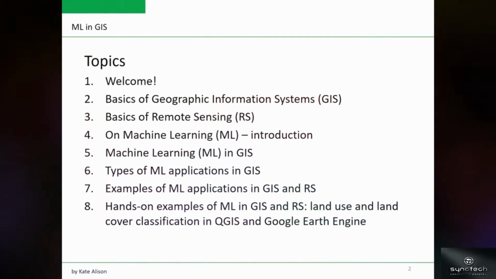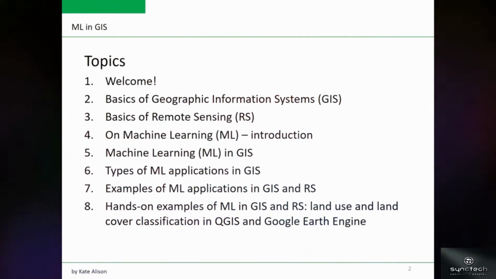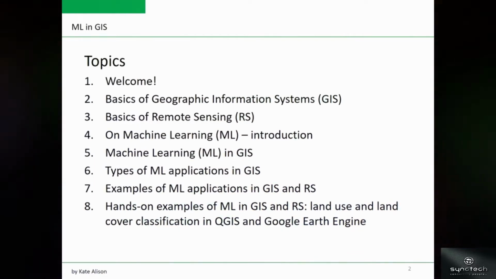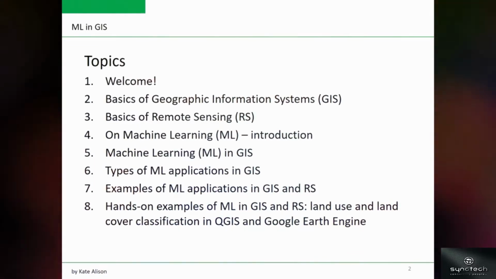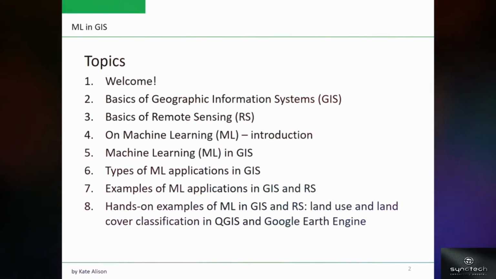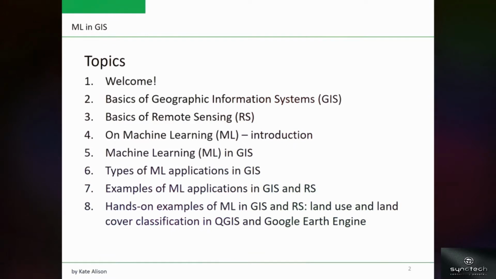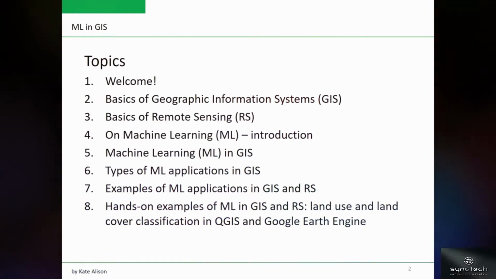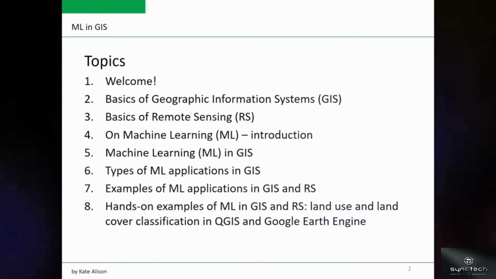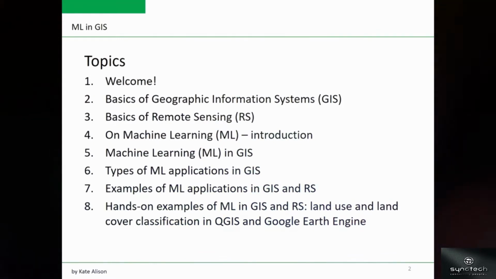Finally, I will provide you with two hands-on examples of application of machine learning in GIS. Namely, we learn how to do segmentation in QGIS and how to classify satellite images both in QGIS and Google Earth Engine, and I will also provide resources needed to complete this assignment.